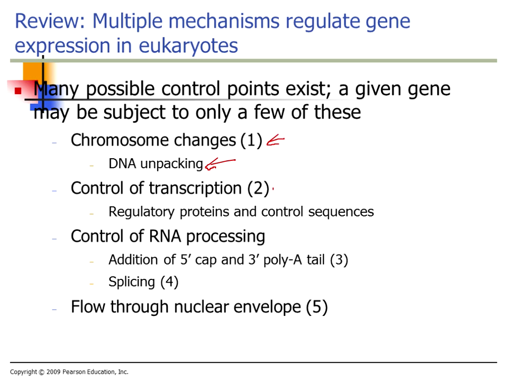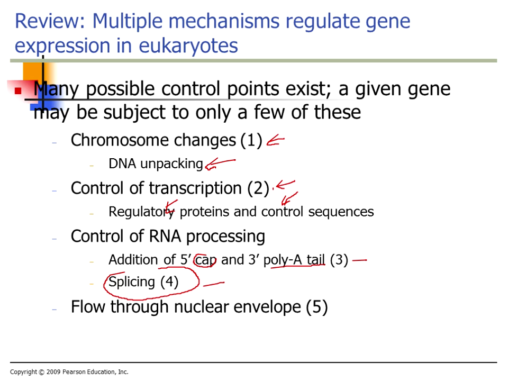The second level of control was what we discussed last week, control of transcription. So all the regulatory proteins and regulatory control sequences, promoters, enhancers, operons, things like that, that's control of transcription. That's the second level. Then comes control of RNA processing. So the addition of the 5' cap and 3' tail, and alternative RNA splicing. These come next in the flow of control of gene expression, right?